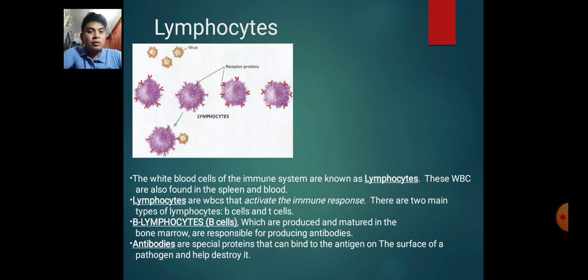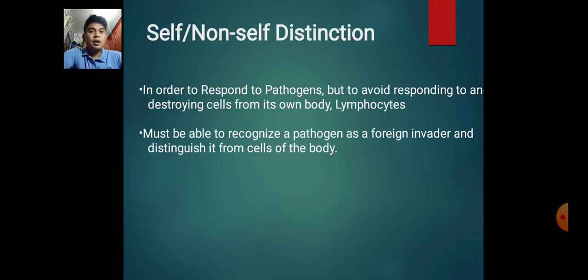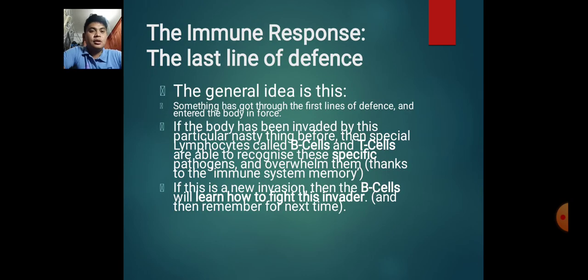And we also have the B lymphocytes, which are produced in and matured by the bone marrow, and are responsible for producing antibodies. The antibodies are special proteins. Yan, natalakay na po natin kanina. Next is the self and non-self distinction. Yan, the immune response, the last line of defense.